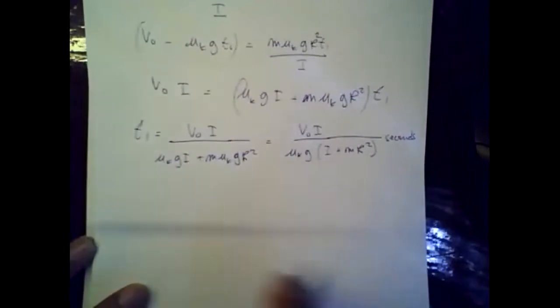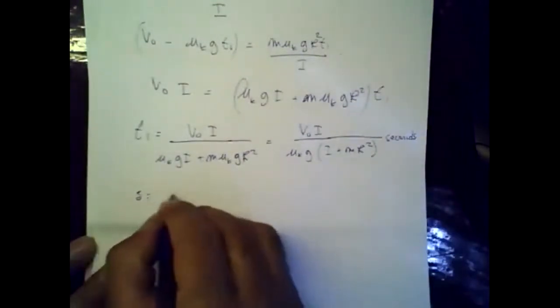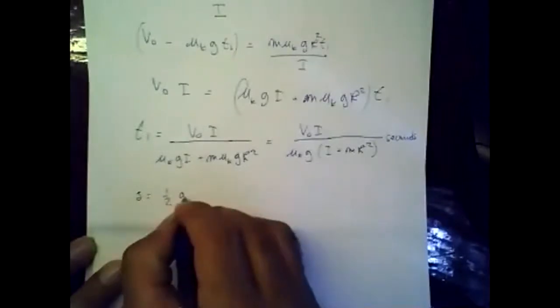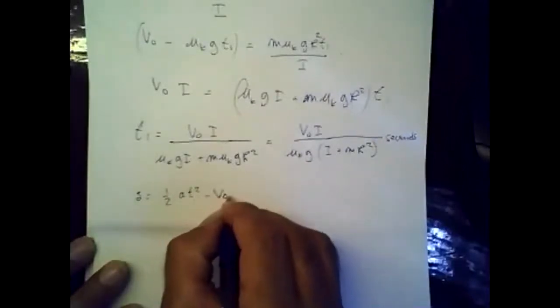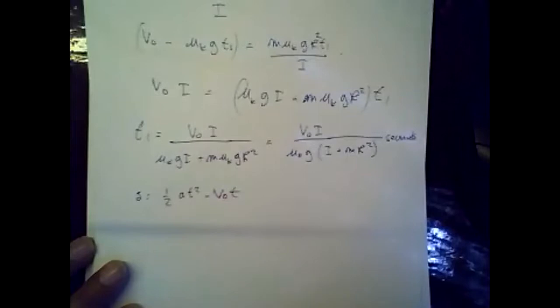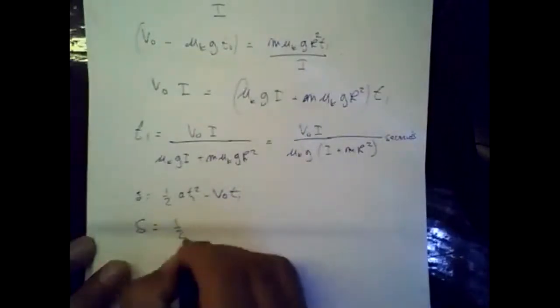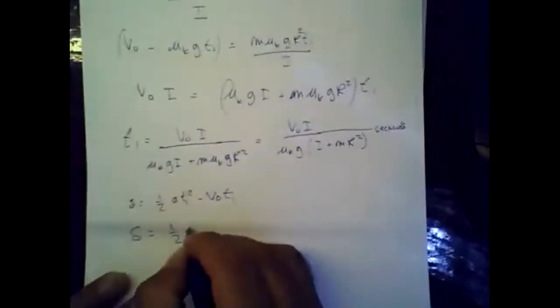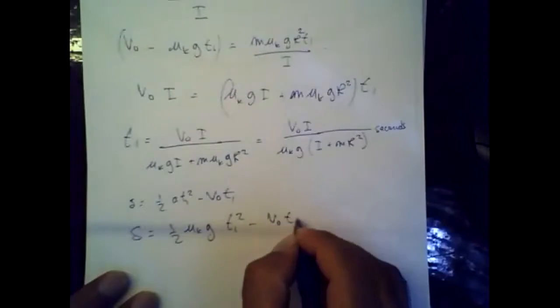S equals half AT squared plus V. Exactly. So the distance is going to be equal to 1/2 AT squared, right? Minus V0T, right? And then that's T1. So S is going to be equal to 1/2. We know A is going to be equal to mu kg T1 squared minus.